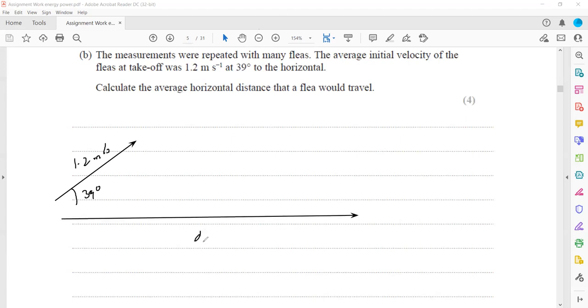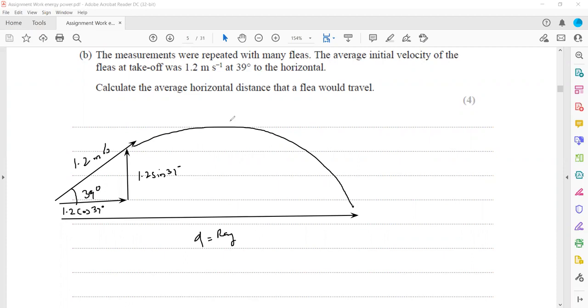So first what we do, we'll find the time to reach the maximum height. So velocity will have two components, a horizontal component and a vertical component. The horizontal component does not change. It remains constant. So this will be 1.2 cos 39. And the vertical component decreases and it is 0 at the maximum height. Using that, first we'll find the time to reach the maximum height, and then the total time of flight will be double the time to reach maximum height.